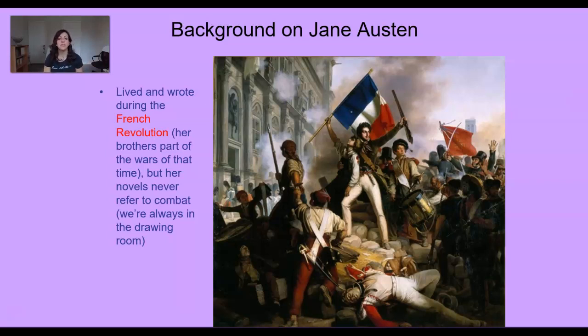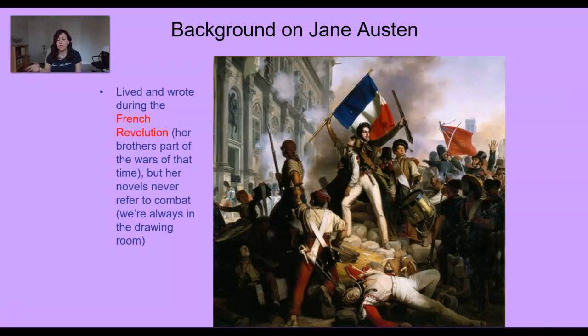So this has received a lot of criticism from a lot of people, and it's one of the things that I researched when I was a student because I was fascinated by it. I was like, how can you be living during a time period when there are actively wars going on outside of your household, and you don't really mention it in your novels?